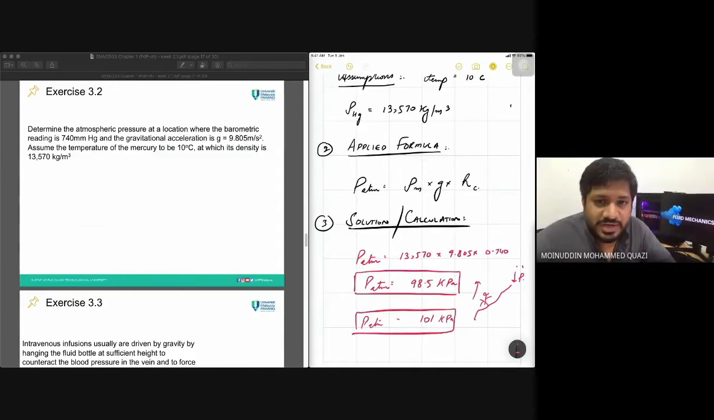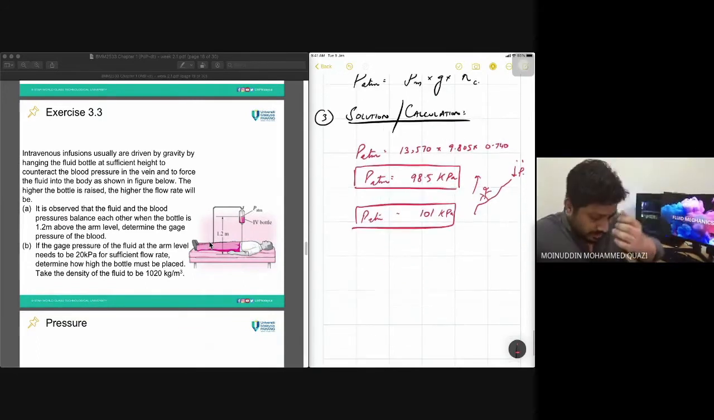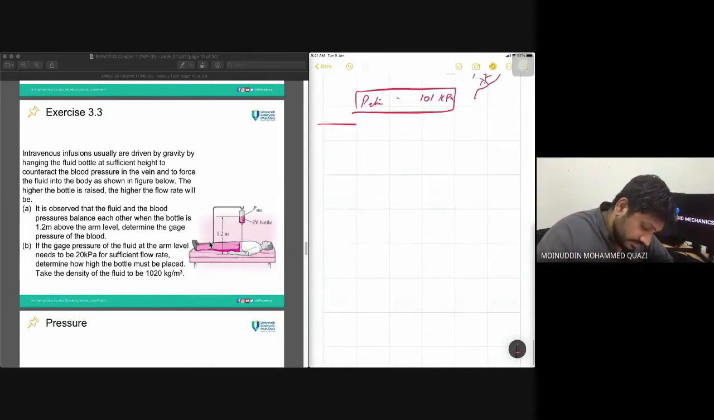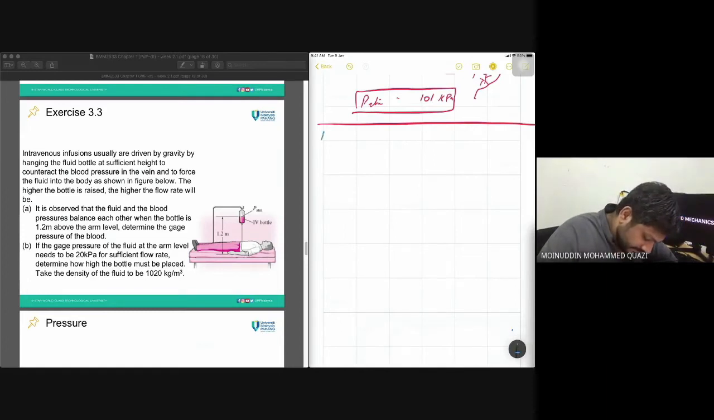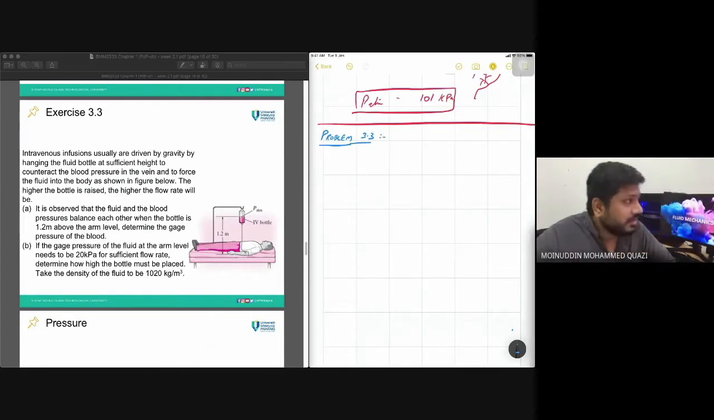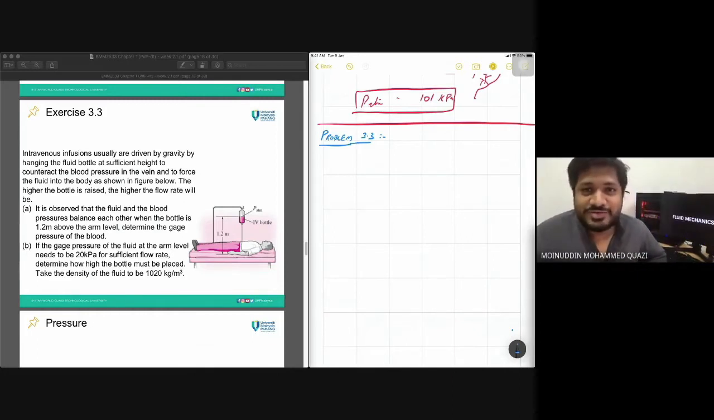So let us move to another problem, exercise 3.3. Problem number 3.3. Intravenous injection. So you have got an injection they're putting on your head, on your hand. Most of you guys have maybe gone through an accident or something already. I hope not, but many people have had this experience.